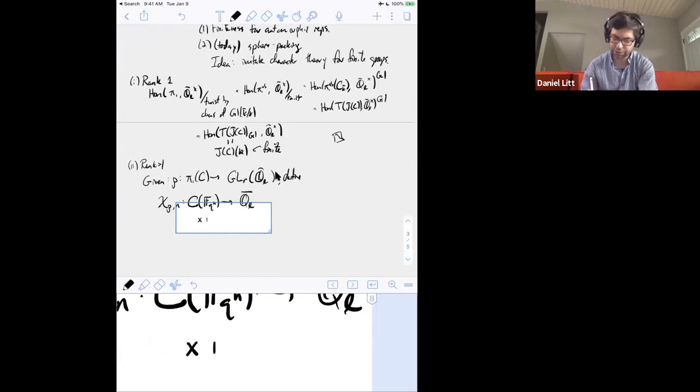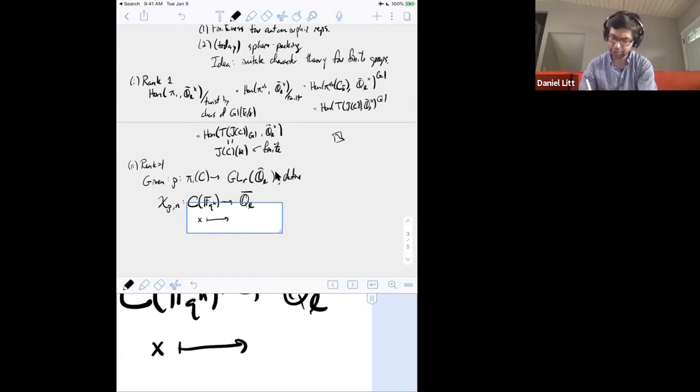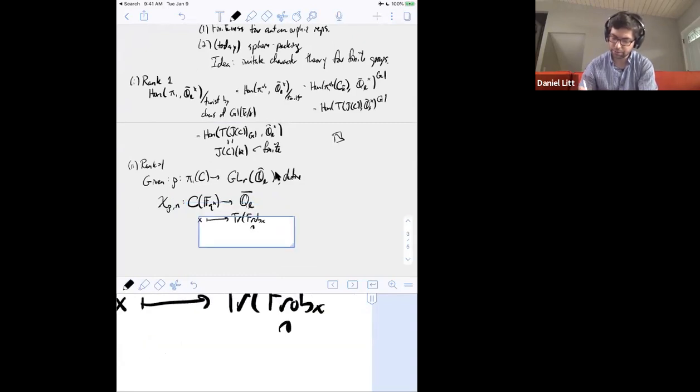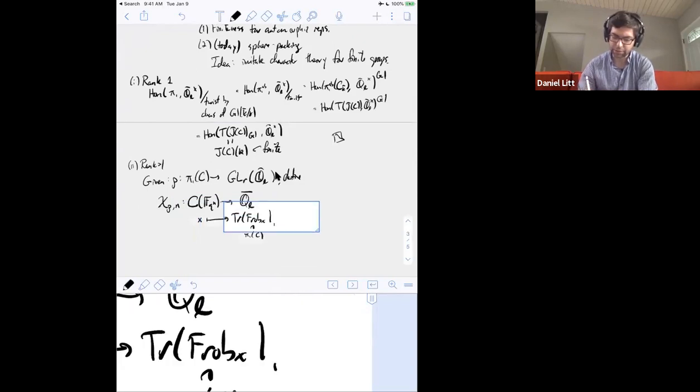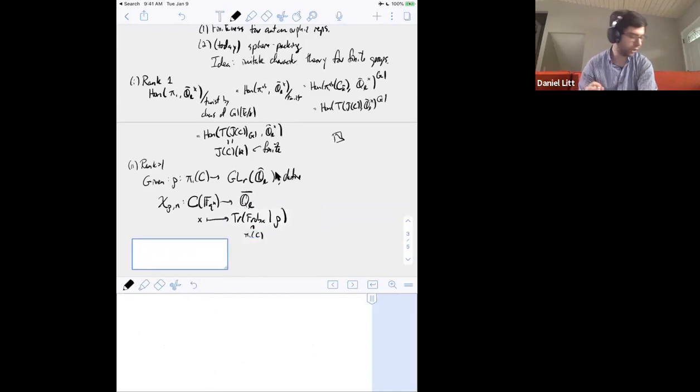And what are we going to do? We're going to send our point x to the trace of Frobenius at x. So that's some element, or really some conjugacy class in π1 of C, acting on ρ. Okay, so this is just like some kind of character, right? We have a bunch of special elements of π1 of C, namely the Frobenii at the closed points of C. And we're taking the traces of those special elements acting on our representations. And we're going to try to imitate character theory with this construction.